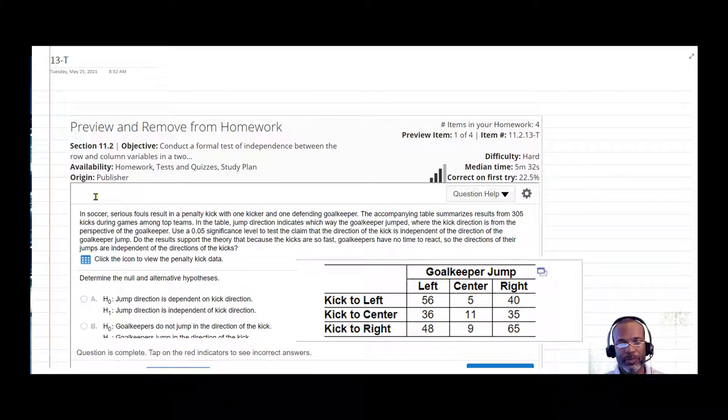So those were examples of penalty kicks that were taken, where there's a kicker and one defending goalkeeper. And so there's this table. Once you click on your problem, click the icon to view the penalty kick data. It shows that there are two variables that we're looking at: the goalkeeper jumping to the left, the center, and the right, versus the kick going to the left, the center, or the right.